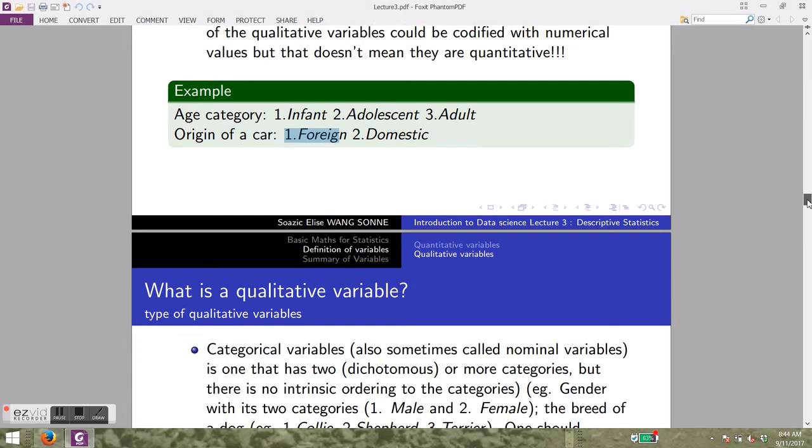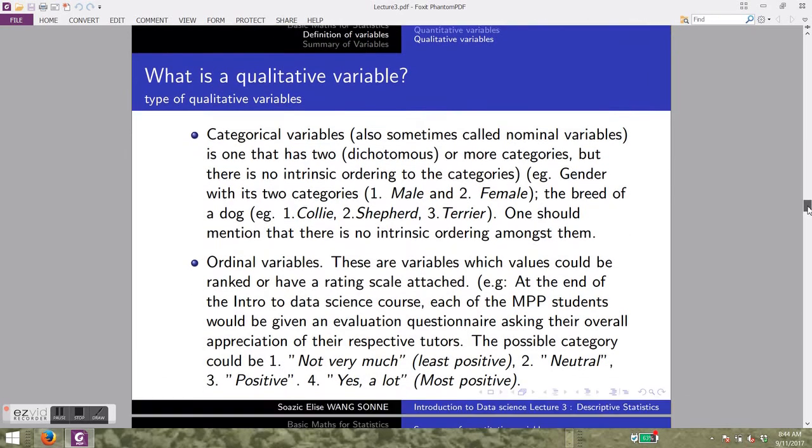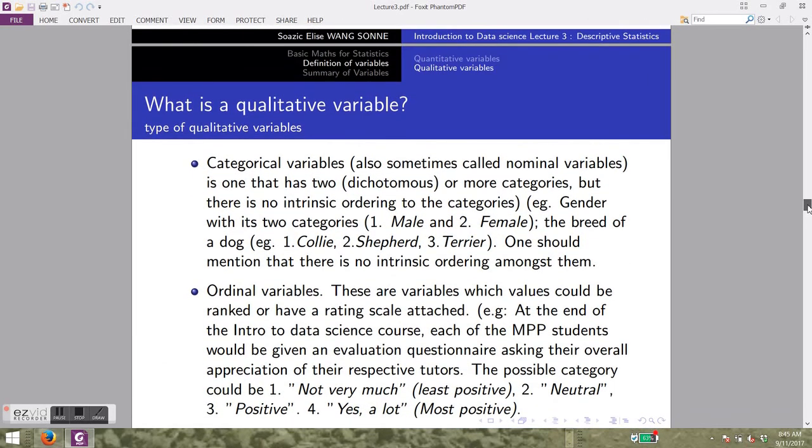So we also have specific types of qualitative variable. First, the variable can be categorical. Sometimes you also see the term nominal, so you should not be confused. It means the same. So here you have categorical. It means that there is no intrinsic ordering to the categories. For instance, the gender. So you have 2 categories. Either you are a male or a female, right?